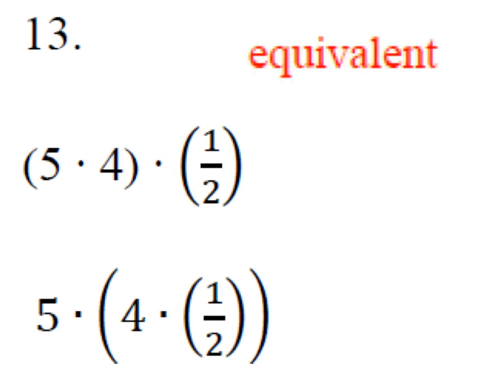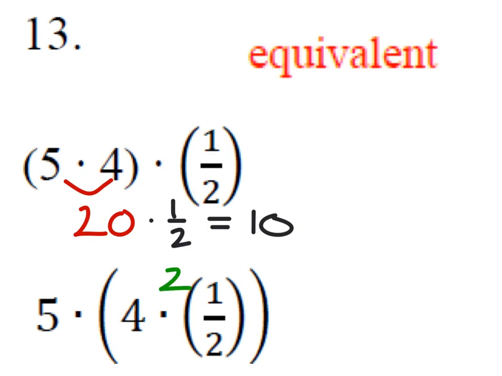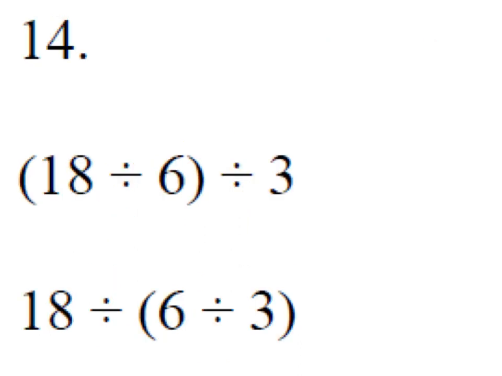And yes, now we have equivalent statements. 5 times 4 is 20. If we multiply this by 1/2, we get 10. Well, down, up, and count. I got 4 times 1/2, which is 2. 5 times 2 is still 10. So these two are equivalent. All right, take a moment on this one with a little bit of division.